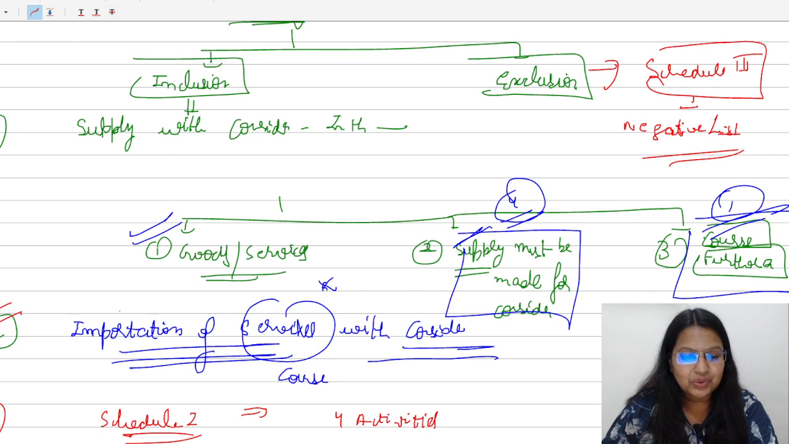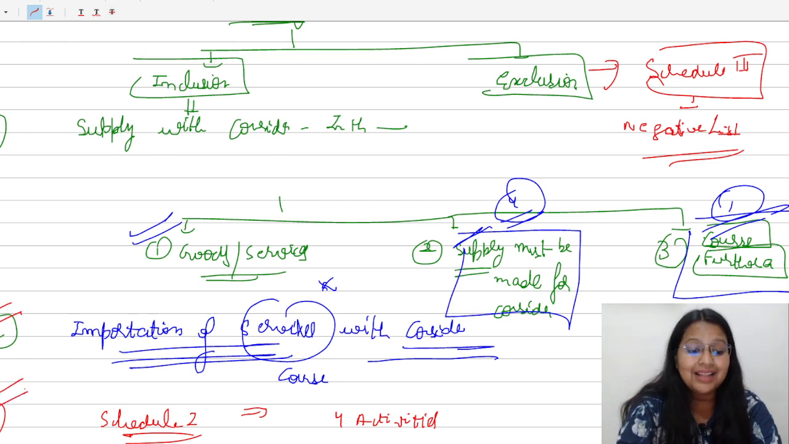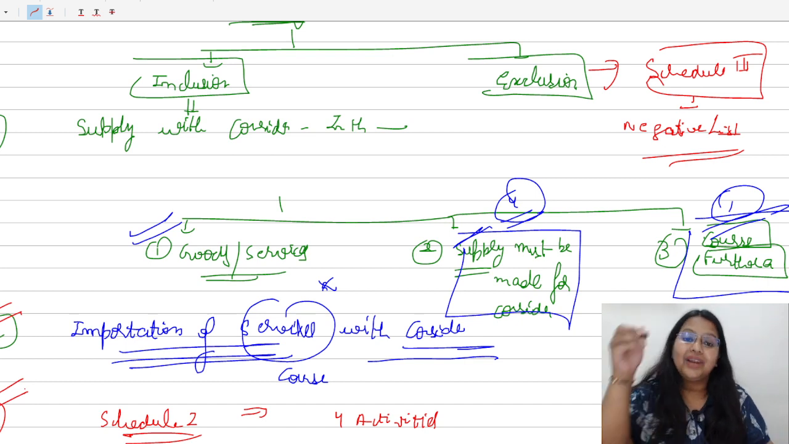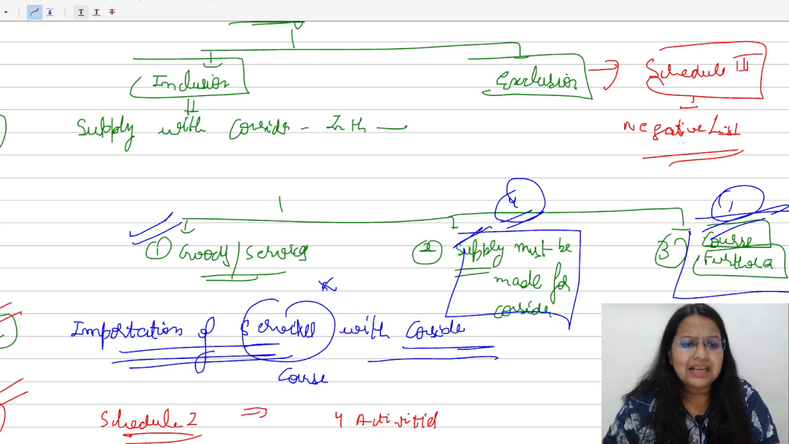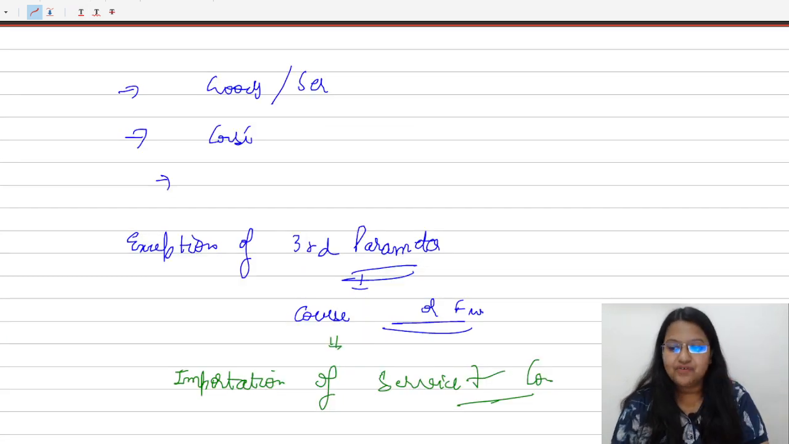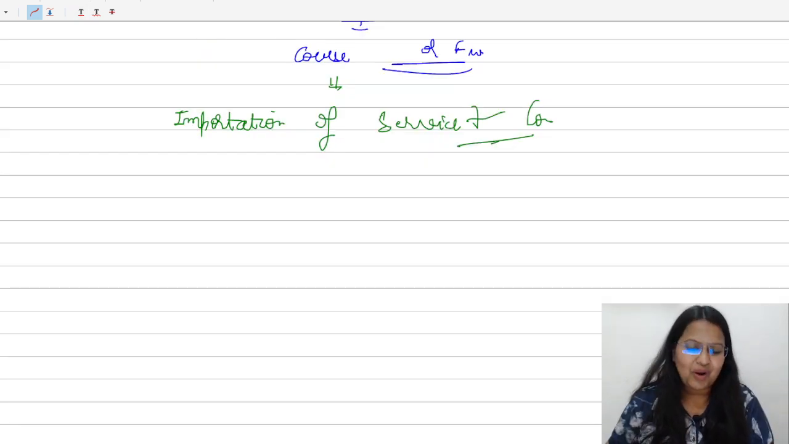Which is the next point, students? The next is Schedule number 1, that is the 4 activities. So students, there are high chances that you will get one question from Schedule number 1. Yes. Okay, most of the time there is a question in the examination from Schedule number 1. So let's talk about it.